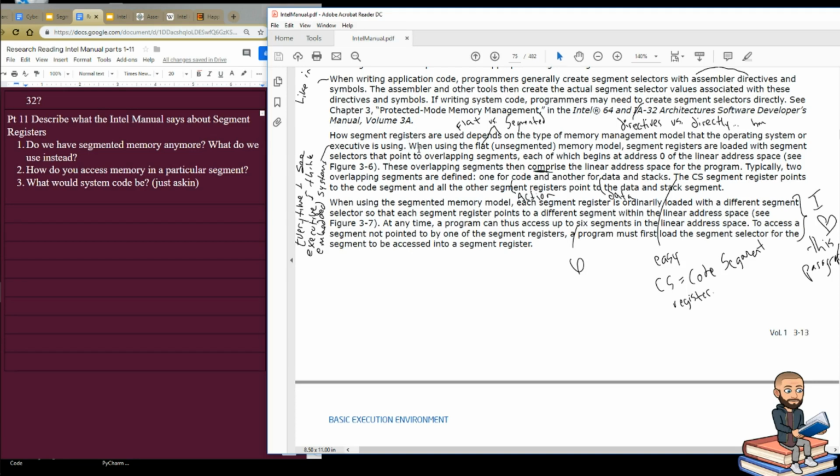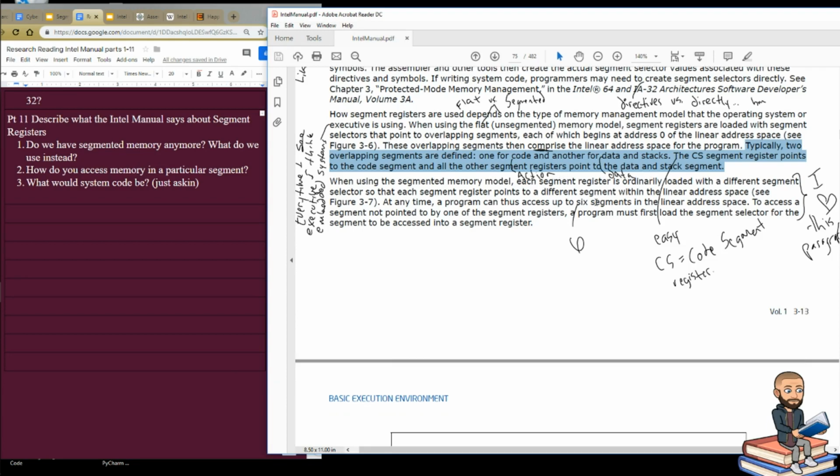So with that in mind, when using the flat memory model, segment registers are loaded with segment selectors that point to overlapping segments, each of which begins at address 0 of the linear address space. These overlapping segments then comprise the linear address space for the program. Typically two overlapping segments are defined, one for code and another for data and stacks. The CS segment register points to the code segment, and all the other segment registers point to the data and stack segment.